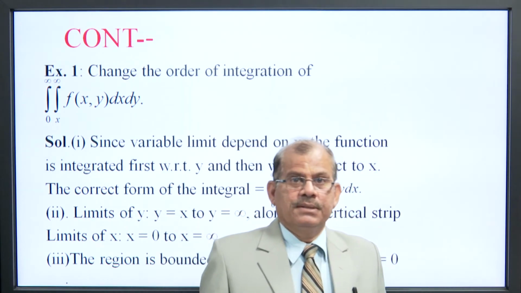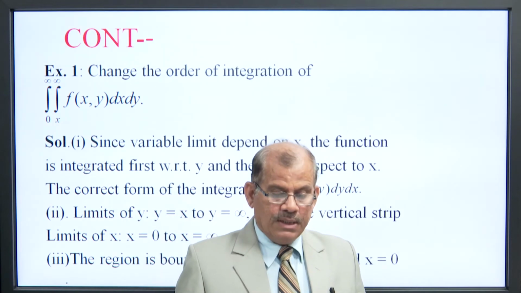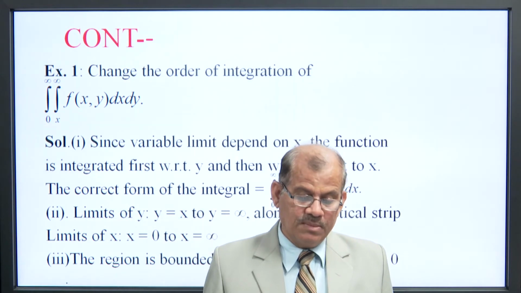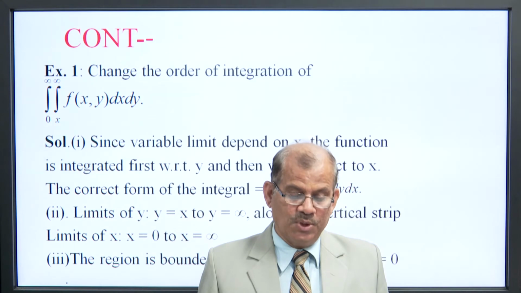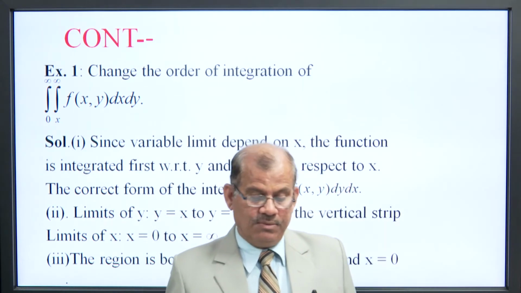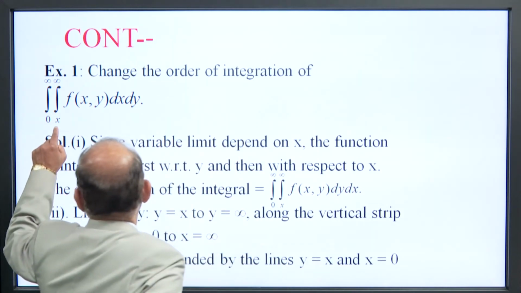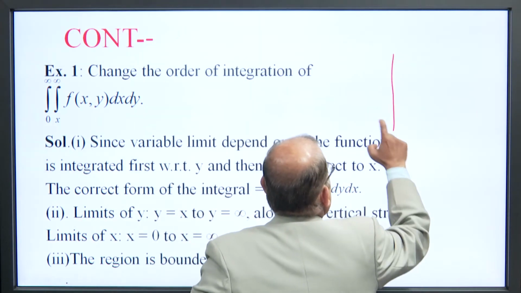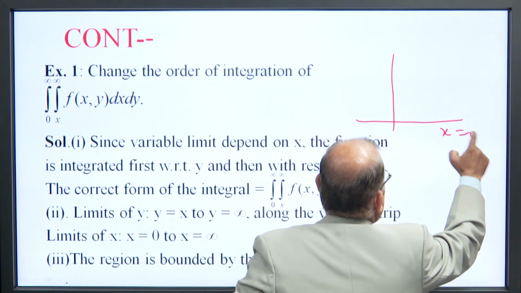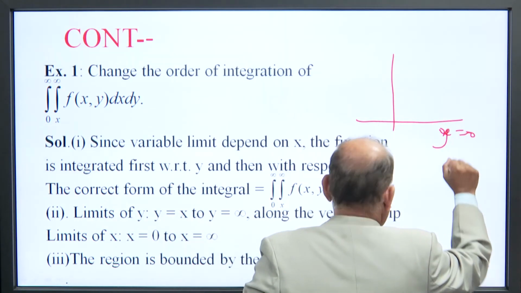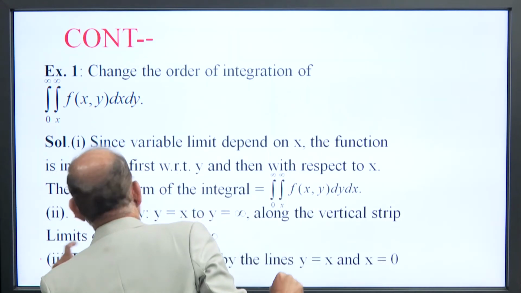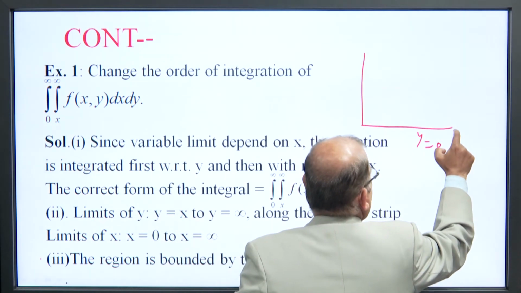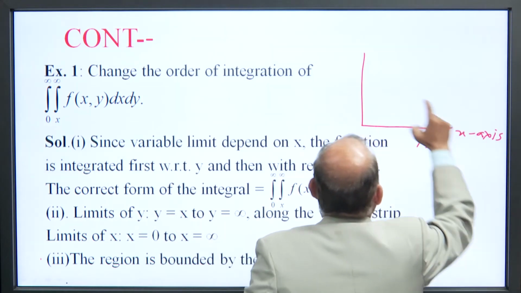Example 1: change the order of integration of the double integral, x varying from 0 to y, y varying from 0 to infinity, f(x, y) dx dy. Since it contains the limit x, it is the limit of x. Here y is equal to 0 is the x axis, and this is the y axis.